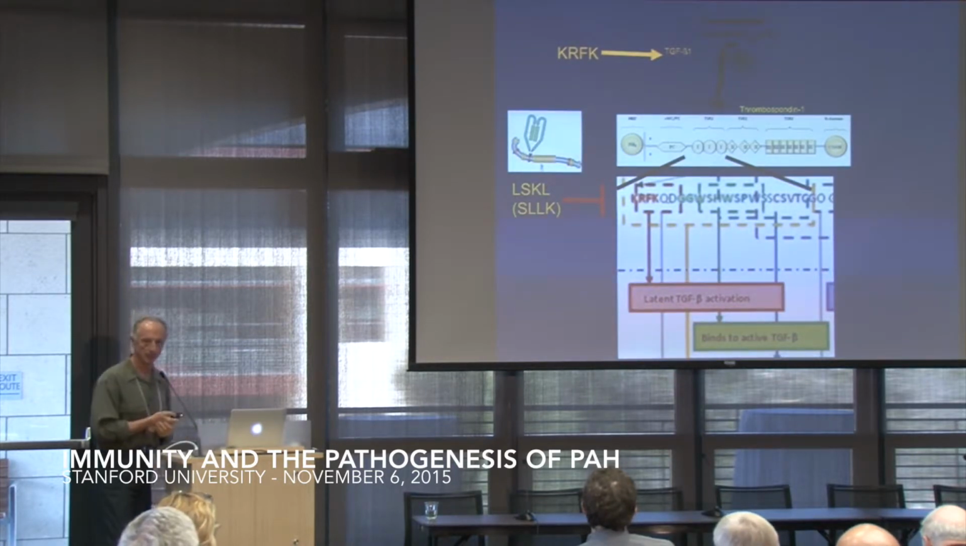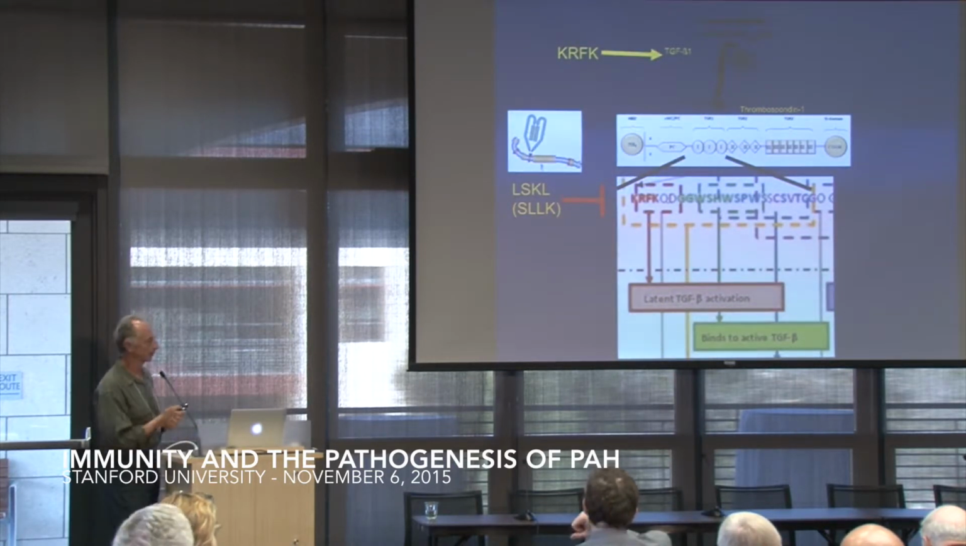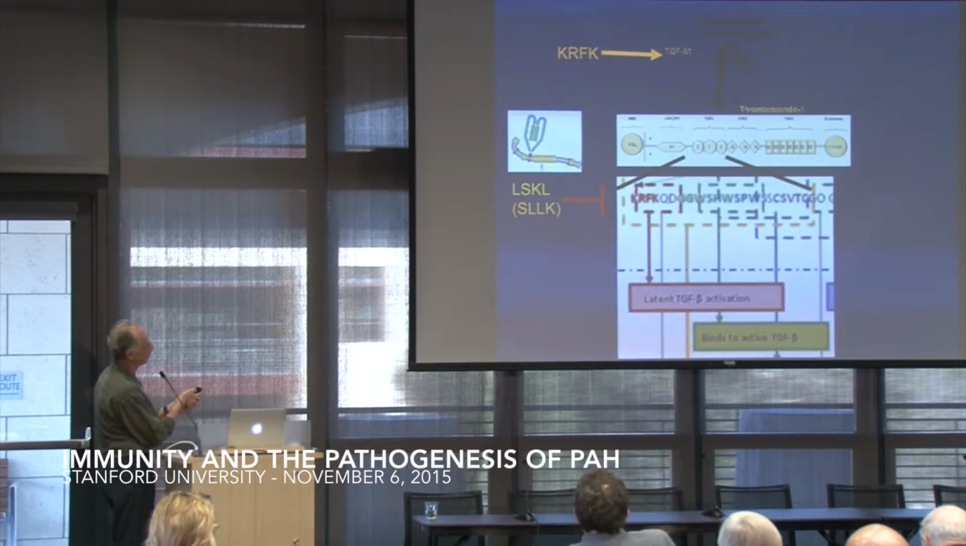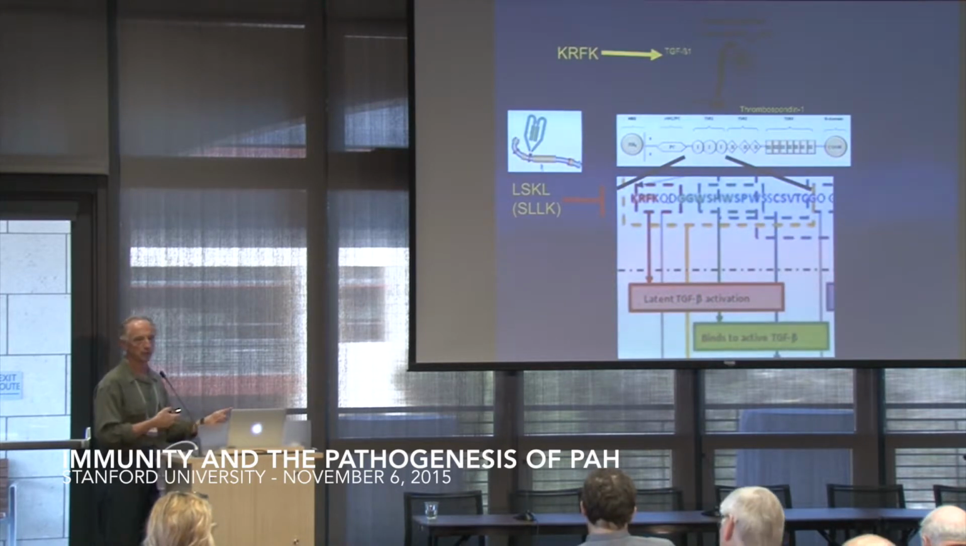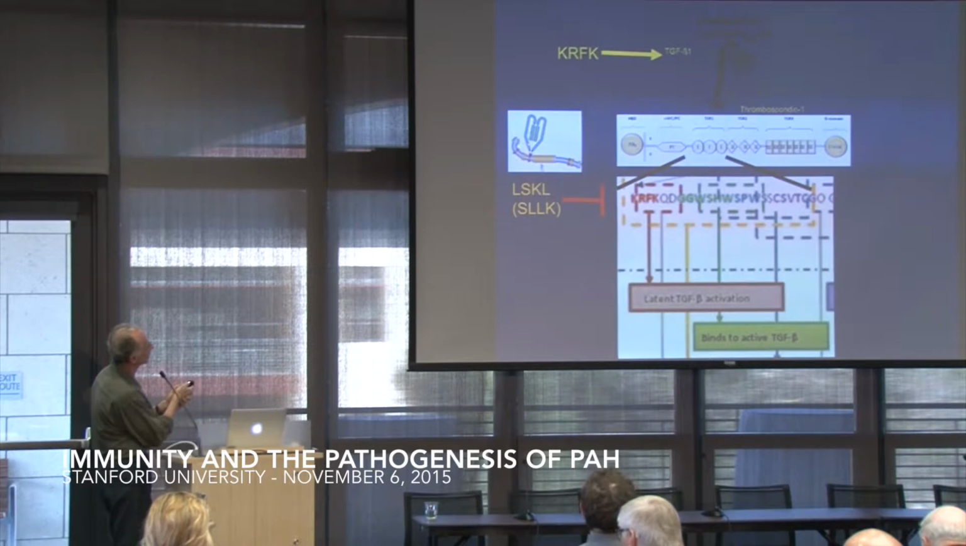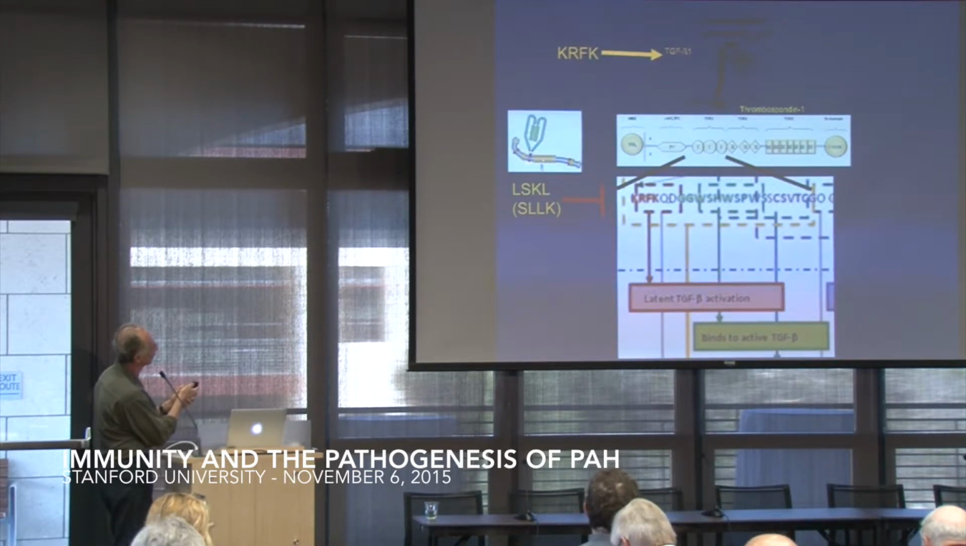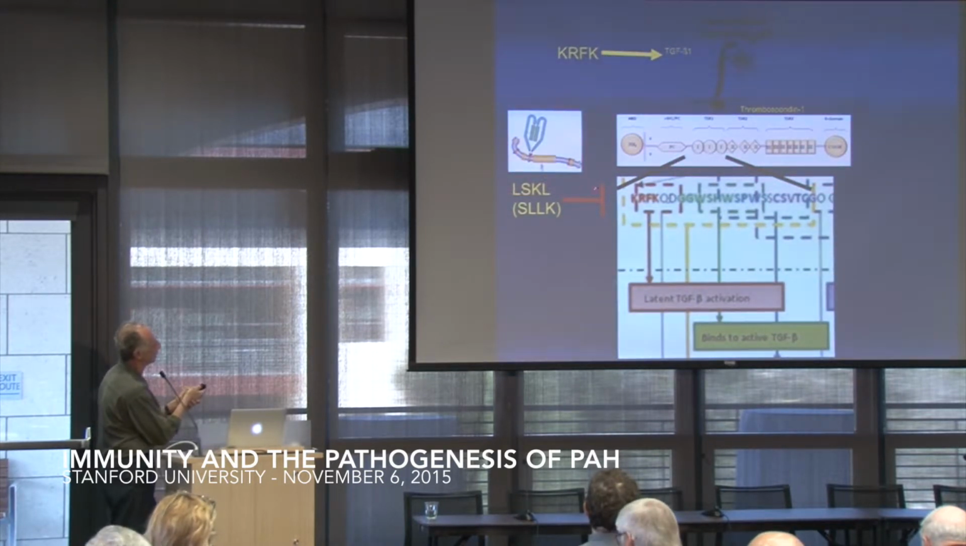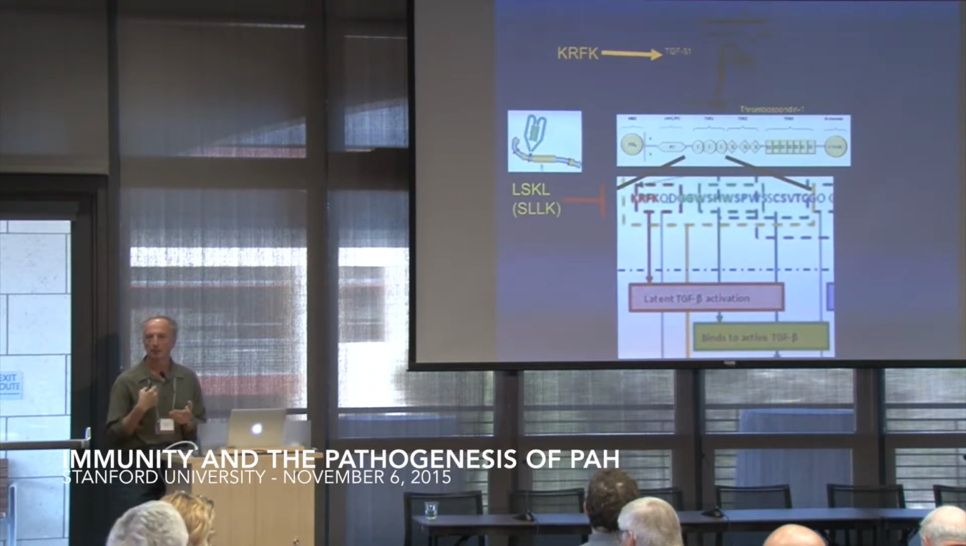So now you probably understand how we can manipulate that, which was done largely in the 90s. If you take this peptide and put it in a biological system, it releases TGF-beta from the latent complex, and the TGF-beta becomes active. Conversely, you take the peptide from the latent associated protein, LSKL, and you give it to the system, it is going to block and quench the activity of thrombospondin.